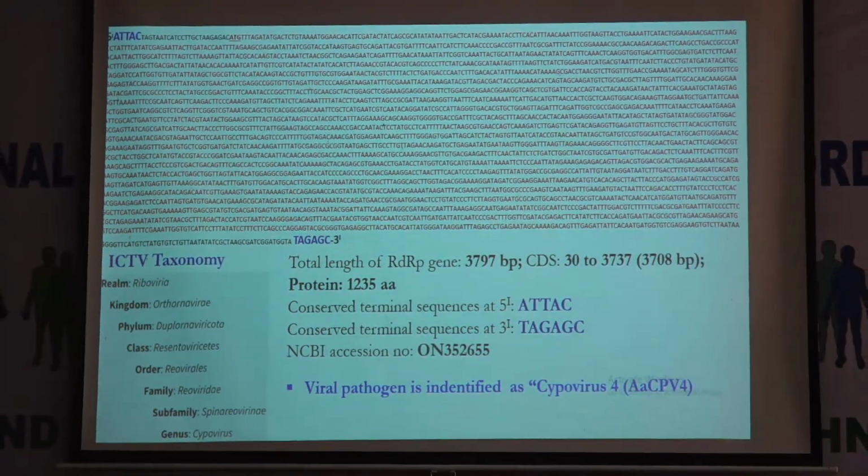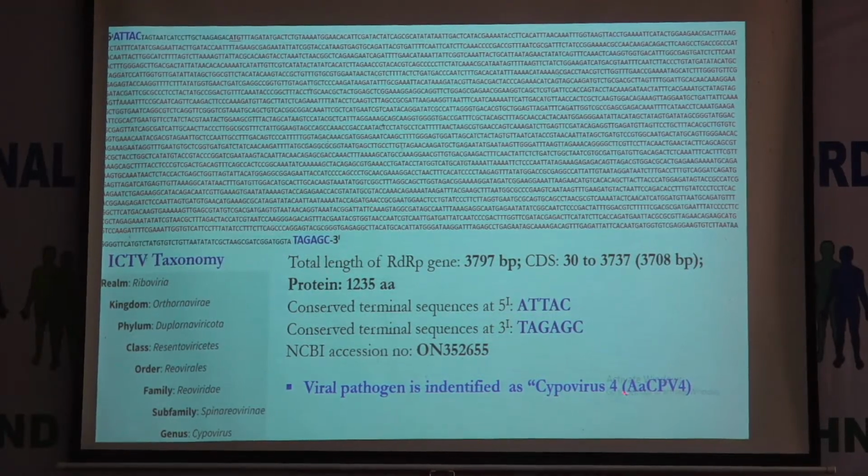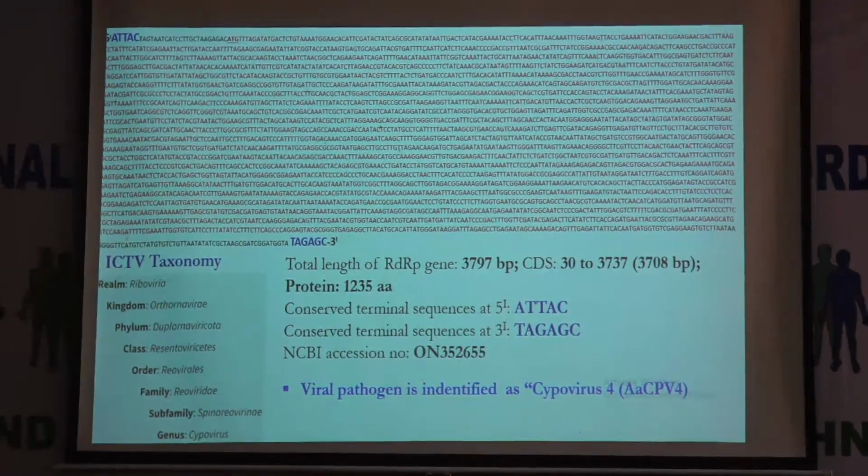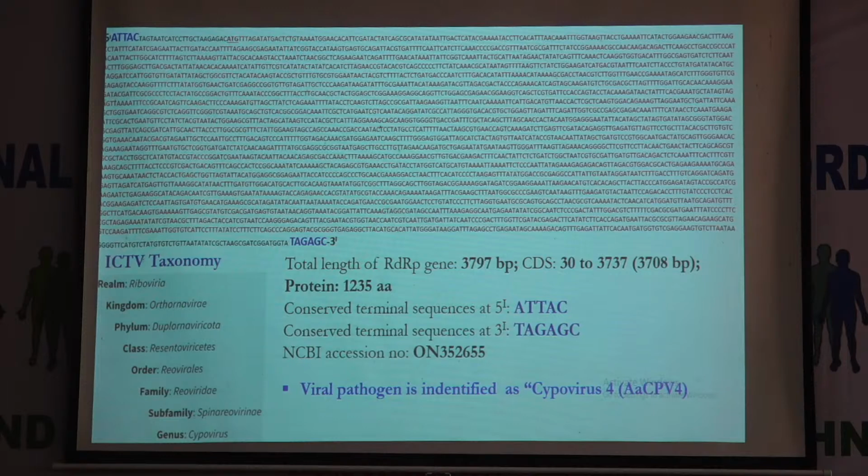Based on that, we find that this is cypovirus 4. Basically, we have the ICTV, the International Committee on Taxonomy of Viruses. This is the apex body in virology at the international level. They define viruses based upon this. As per ICTV taxonomy also, the virus which is affecting Muga silkworm and is responsible for huge crop loss is nothing but cypovirus 4. So first we have identified the pathogen up to this level.